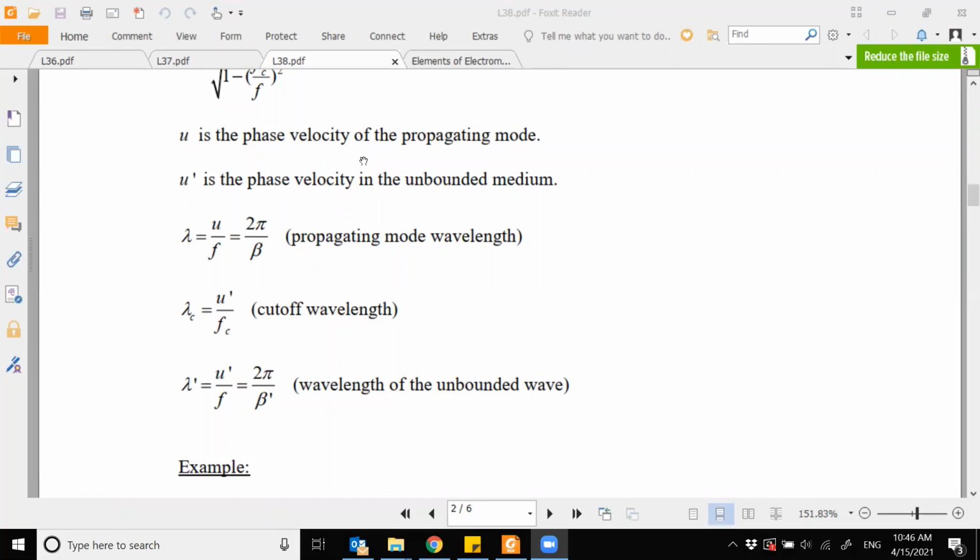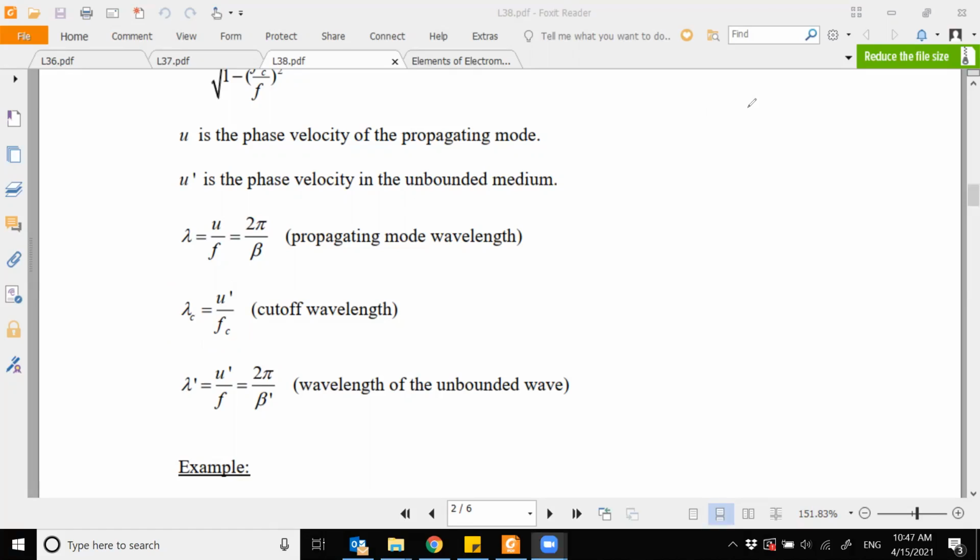And this is the last thing: if I know the cutoff frequency of any mode, then I can get the cutoff wavelength as this. So the cutoff wavelength is nothing but u dash over the cutoff frequency. We are just trying to find the lambda and fc relationship, so lambda C is u dash over fc.